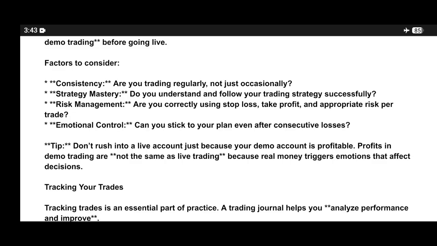Then here is the tip. Don't rush into a live account just because your demo account is profitable. No. Profit in demo trading is not the same as live trading because real money triggers emotion that affects decisions.